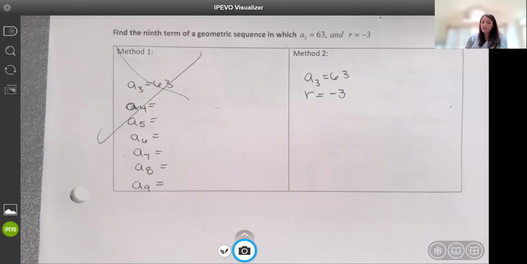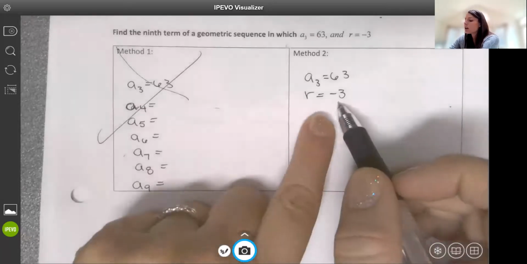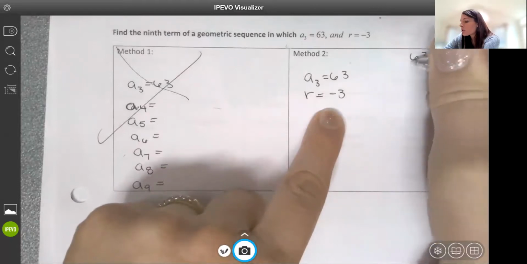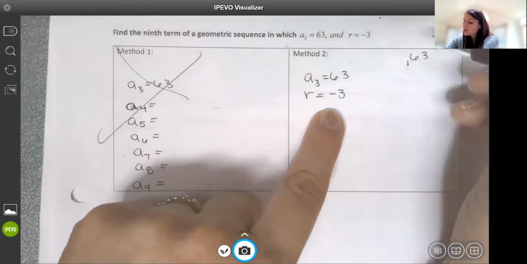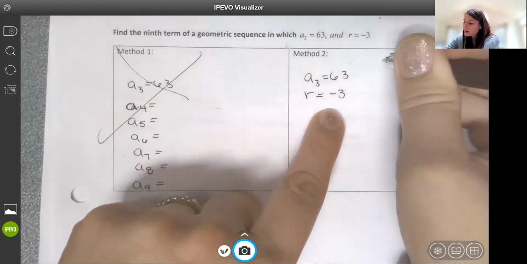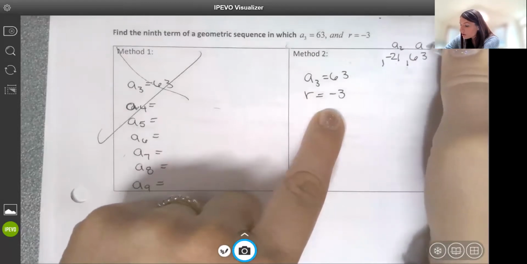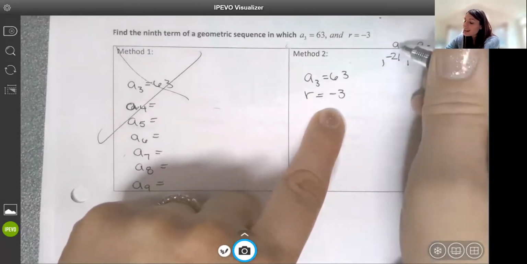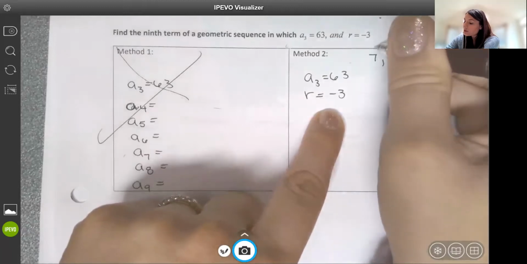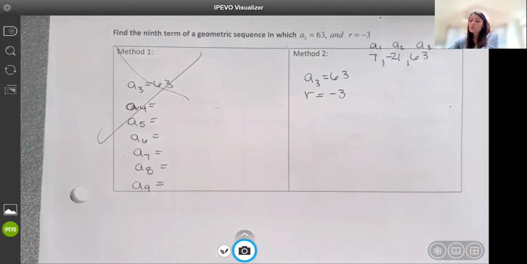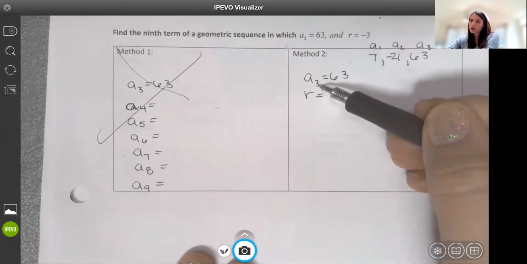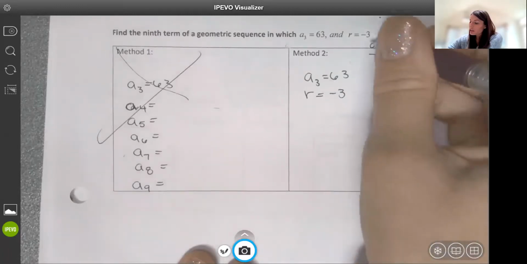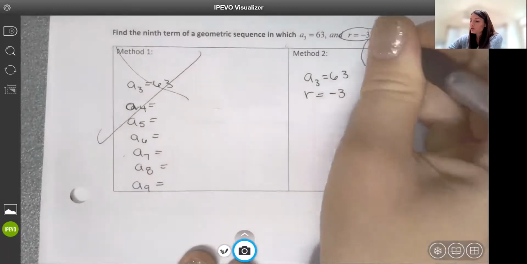So there's a few ways that I could do this. I could work backwards, like I could divide backwards. If I know my ratio is -3, and I know the 3rd term is 63, I could divide, instead of multiplying, by -3. That gives me my 2nd term. And I could divide by -3 again, making it +7. That would give me my 1st term. That's probably the easiest way to do it, unless it gives you like the 70th term. Then I wouldn't want to work backwards that way. Okay, but here's my 1st term, which I'm going to need, and here's my ratio.